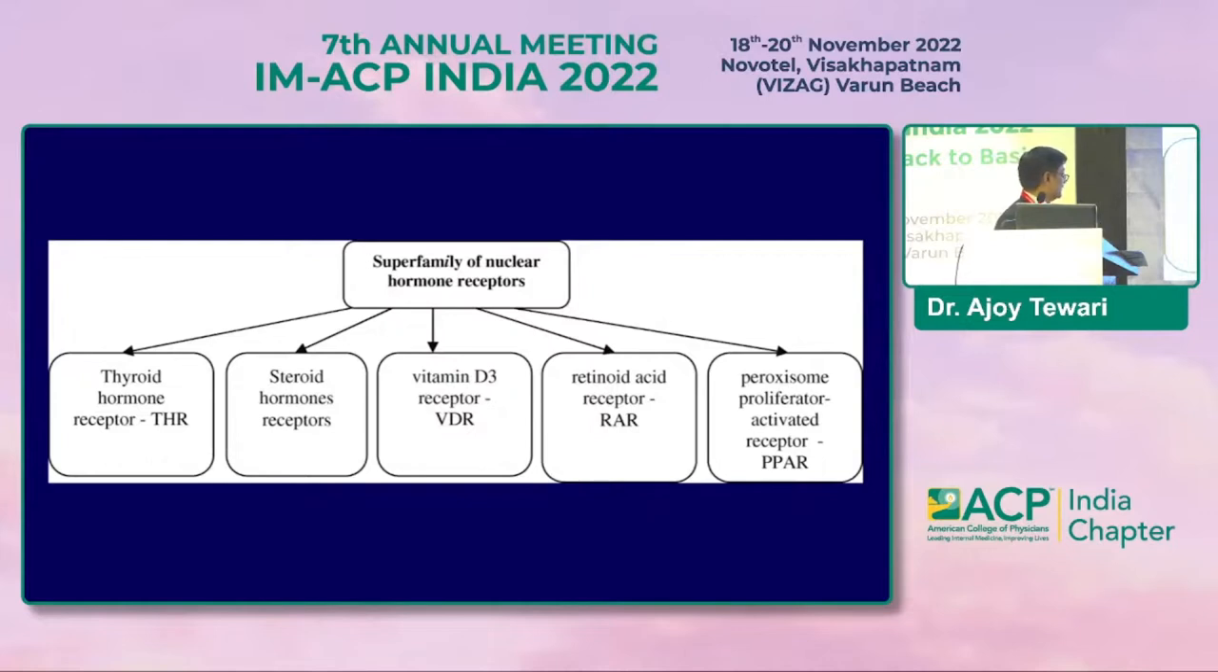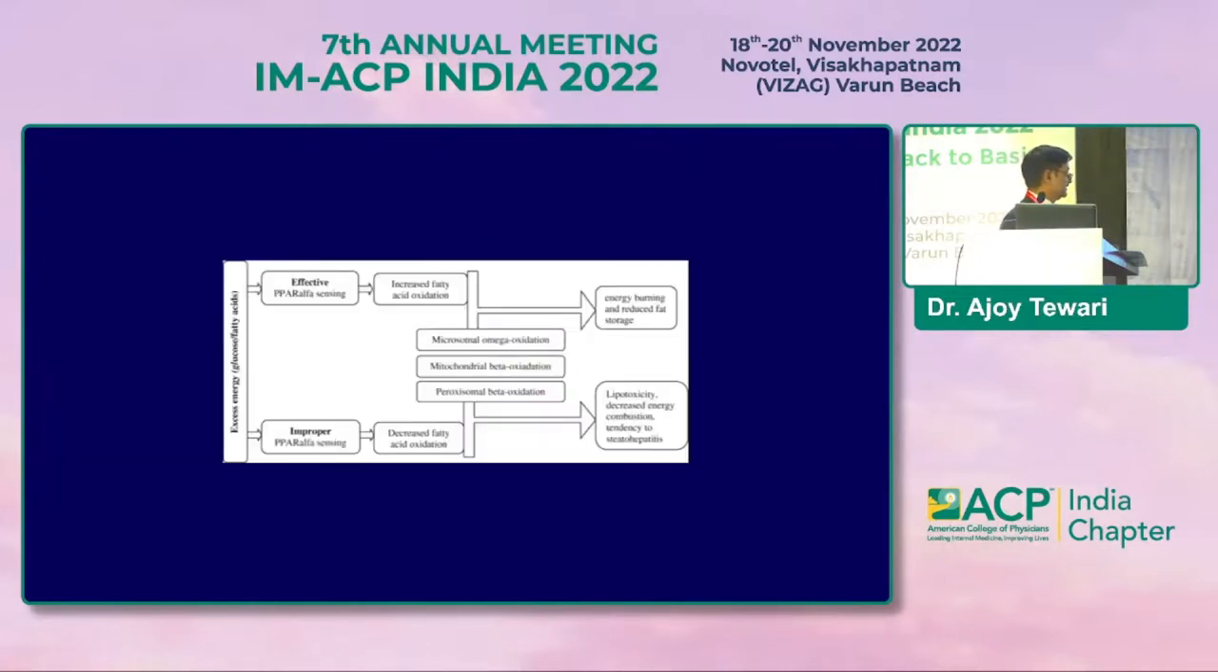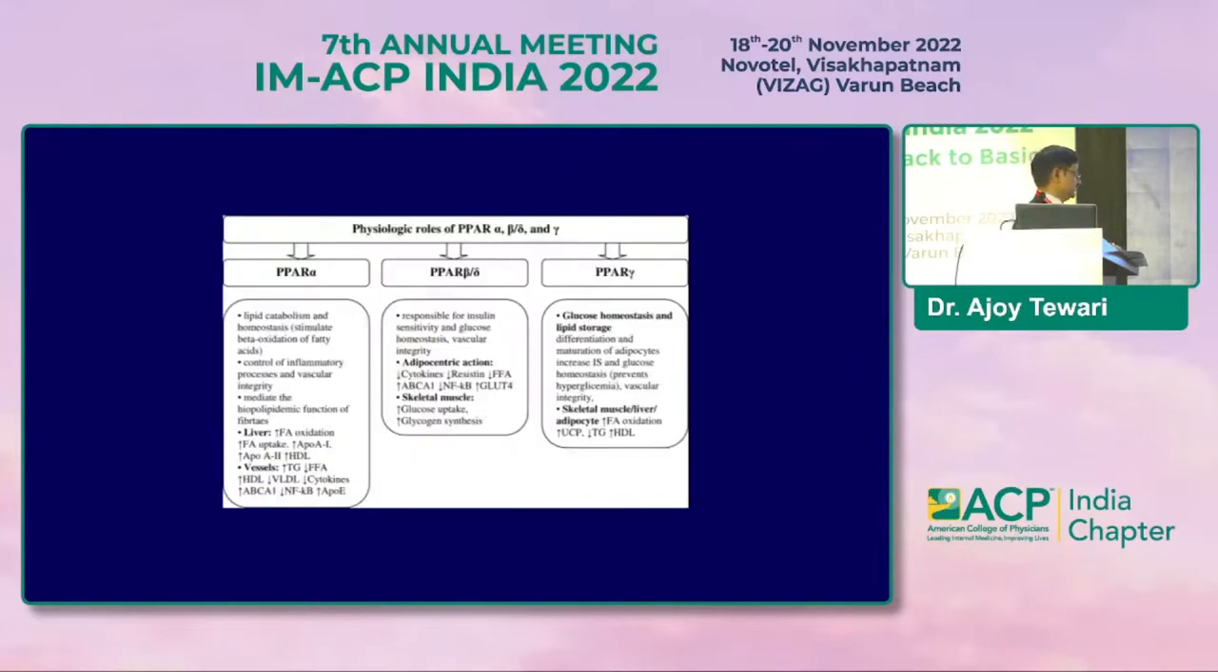So this is a family of nuclear hormone receptors, that is the thyroid hormone receptor, THR, steroid hormone receptors, vitamin D3 receptors, retinoic acid receptors, and the last one is the peroxisome proliferator-activated receptor. So this is of interest for us, that is the PPAR receptors. If the signaling is effective, then we have increased fatty acid oxidation and energy burning and reduced fat storage. But if this is improper, that is the PPAR alpha sensing is not working properly, then we have decreased fatty acid oxidation, lipotoxicity. So basically, the entire thing rests on the PPAR receptors.